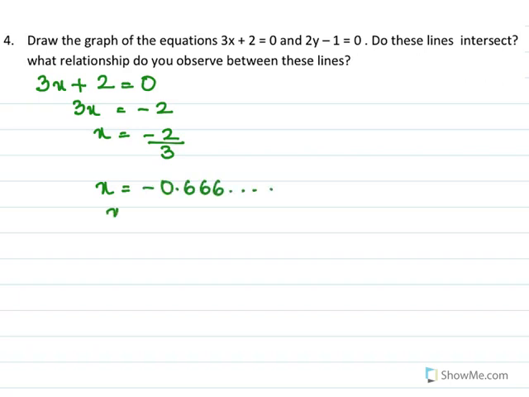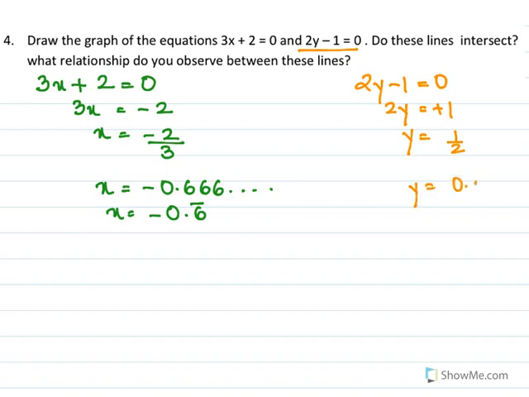On dividing -2 by 3 you get -0.666, non-terminating. So that is -0.6 bar. Then we take up the next one, that is 2y - 1 = 0, 2y = 1, so y = 1/2, and 1/2 is 0.5. So we've got to plot these.